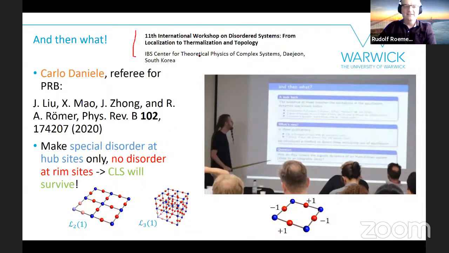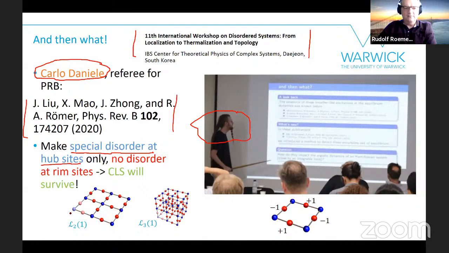I remember at this workshop, we also listened to a certain gentleman that some of you may remember, namely Carlo Danieli, who was also one of the people interested and involved in much of this work on flat band states. And it turned out when we submitted our paper to PRB, that was a three-dimensional paper, we got interesting comments back from the referee. And one of the comments was, maybe you should make a special disorder, namely make disorder at the hub sites only, at the blue sites, and don't put disorder on the red sites. And hence you have these compactly localized states surviving.